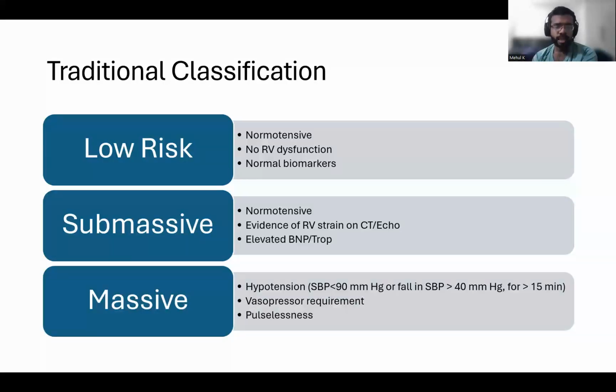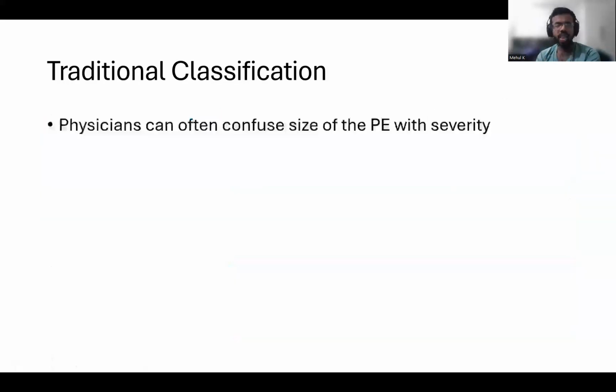Massive is basically when the patient is having a cardiac arrest needing vasopressors, or a sustained fall in BP to less than 90 for more than 15 minutes, or a fall of more than 40 from their baseline for more than 15 minutes. So that classifies as massive. This is the classification that we have all learned.